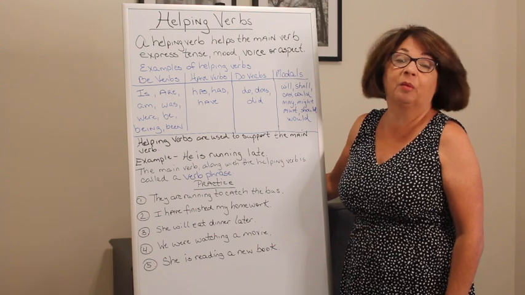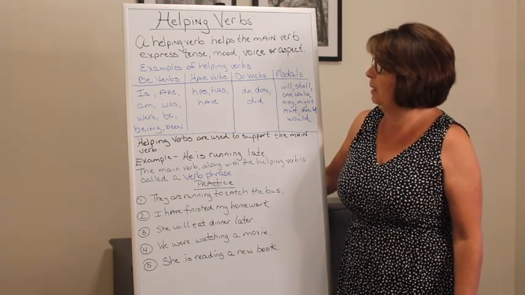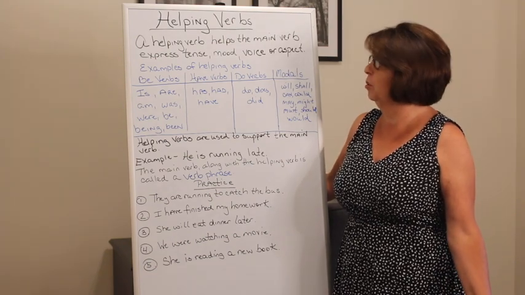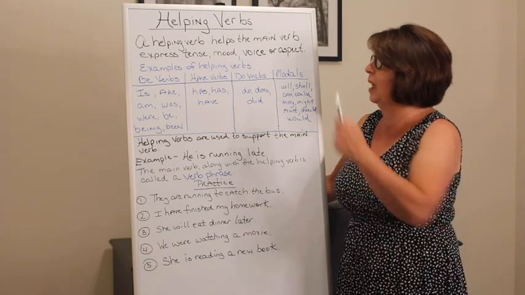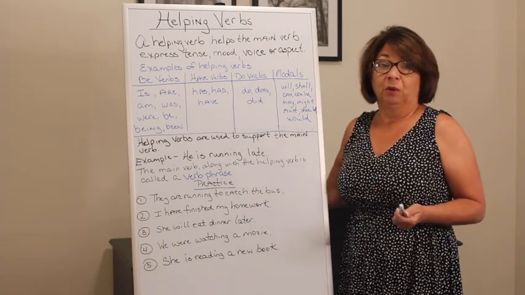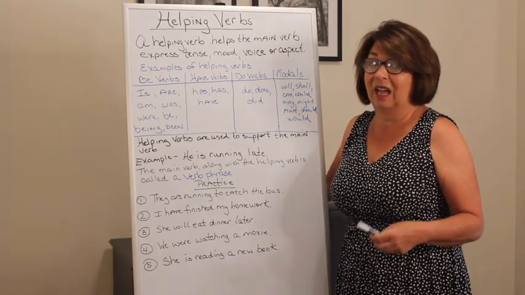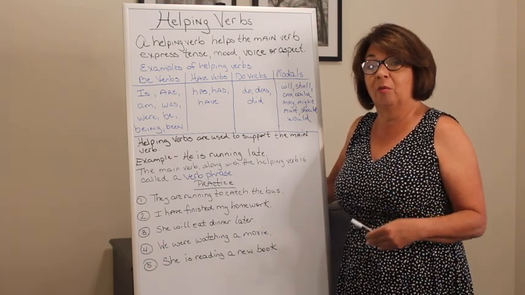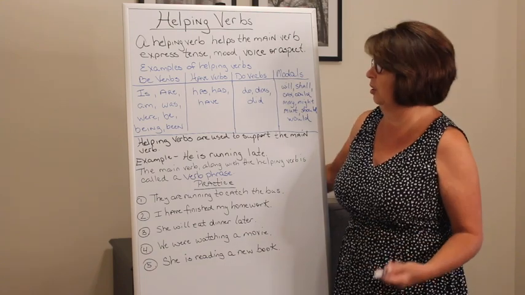Today we're going to be talking about helping verbs. A helping verb helps the main verb express tense, like past, present, or future, mood, voice, which person is it, first person, second, or third, or aspect. Remember last week we talked a little bit about action verbs. An action verb is what does the action. It runs, it hops, it skips, it jumps. The helping verb helps the action verb express that action.